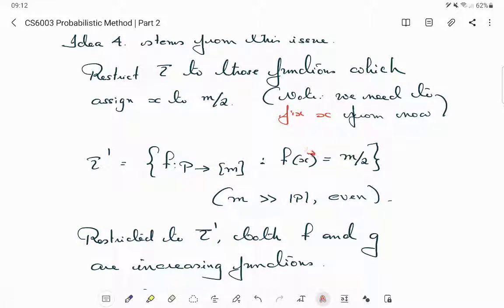Remember, x is not an arbitrary quantity. x is the particular element which appears in both the events E1 and E2. It is that particular x that we are talking about.